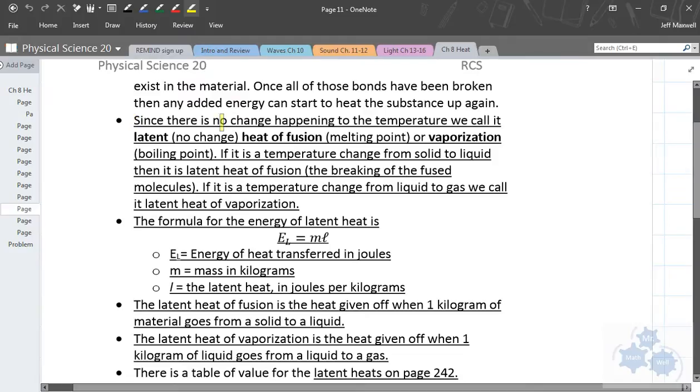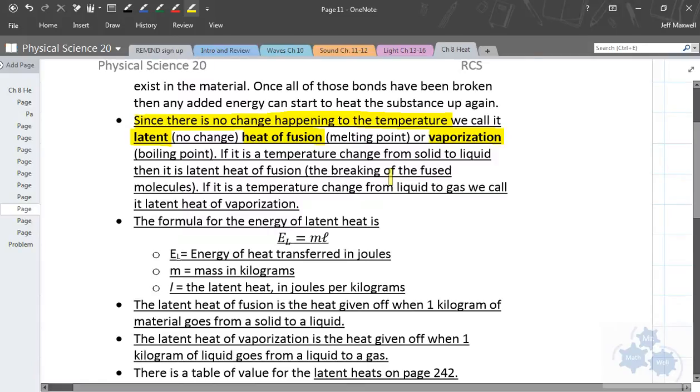But during this time, since there is no change to the overall temperature during a phase change, we call it latent, which means kind of no change. It means kind of subsurface, hidden away, latent, not apparent. We call it latent heat of fusion, and that is at the melting point. So there's a specific constant that's associated with melting of a certain substance. And there's also a latent heat of vaporization, which is the energy required to vaporize a liquid to a gas.